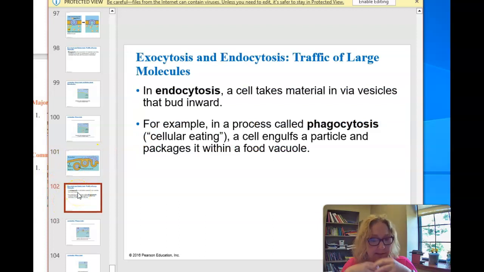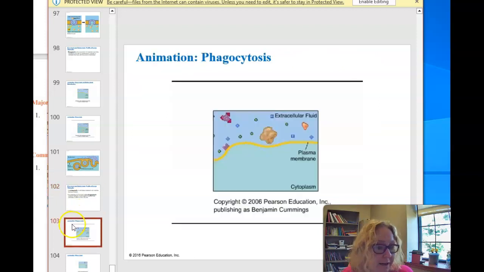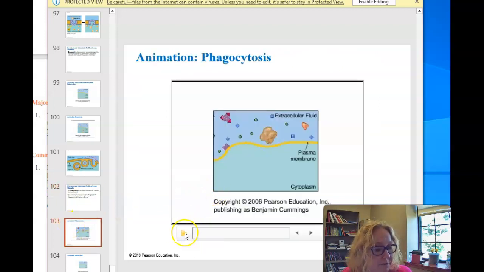So basically, if it's outside the cell, it will fuse with the cell, and then it will just spew out the contents of your tears or your glands of some kind. Endocytosis takes it inside the cell, exocytosis takes it outside of the cell, and phagocytosis basically engulfs a particle and packages it within a food vesicle. So you have endo, phago, and exocytosis. You have three kinds. Here's phagocytosis.